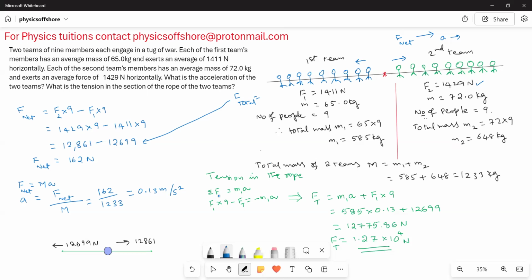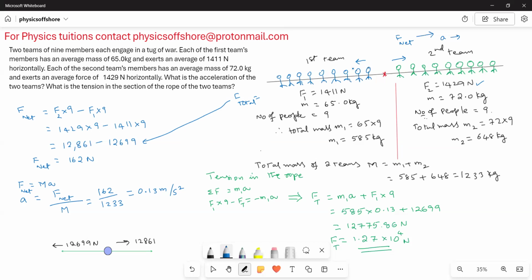Okay, so sigma F is equal to M1A. Sigma F is the net; we have to calculate the net force. Net force is equal to 9F1, this force, because I am taking the first team. So F1 into 9 minus F tension is equal to minus M1A, because acceleration is in this direction. For these people, it is the negative direction.